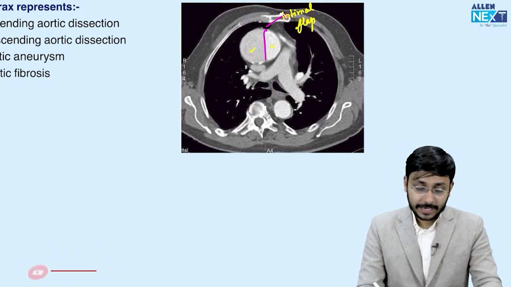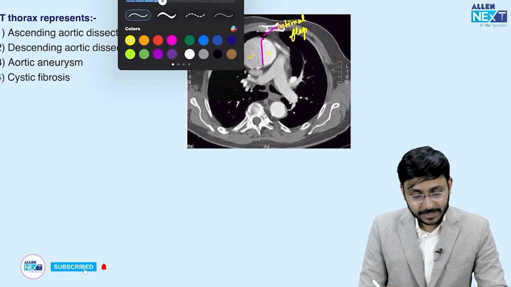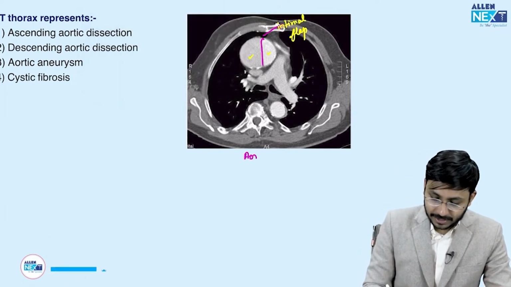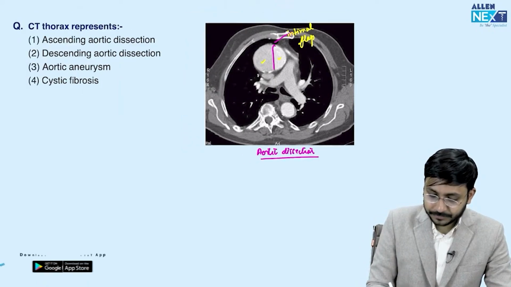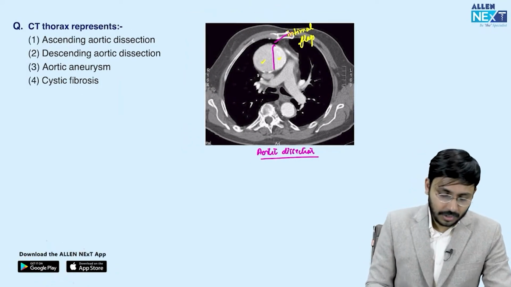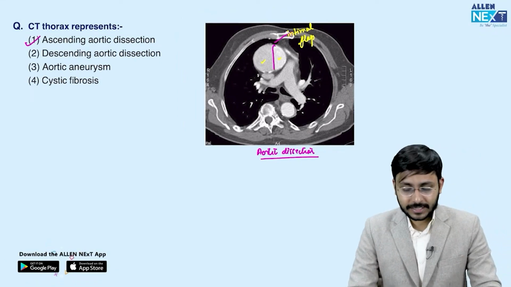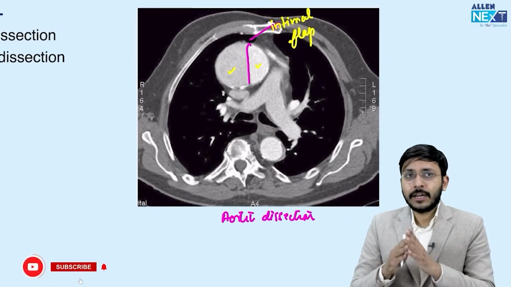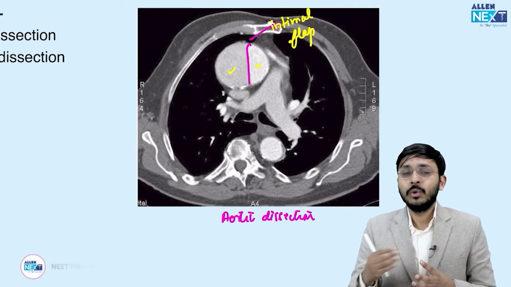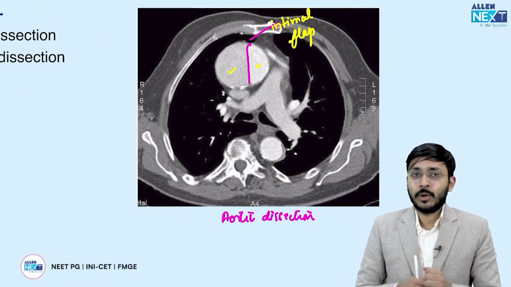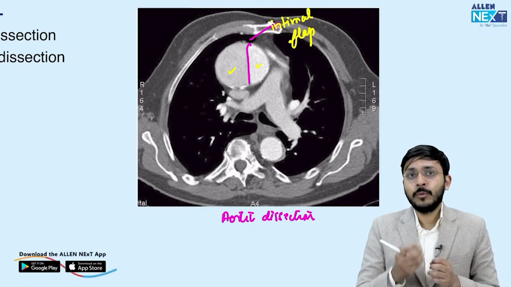So what is the diagnosis? This is aortic dissection, and since the anterior aorta or the ascending aorta is involved, this will be an ascending aortic dissection. Now, in an aortic dissection, it's very important for us to identify the true lumen and the false lumen, because the intervention depends upon where you put in the stent.